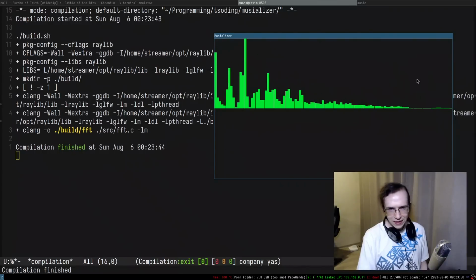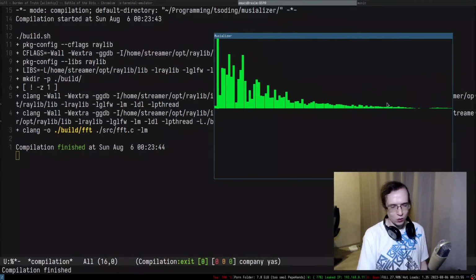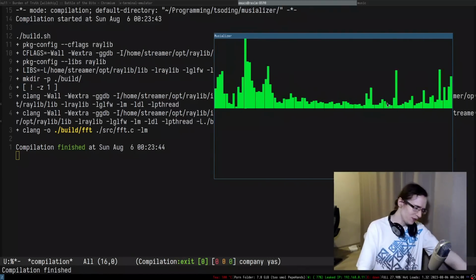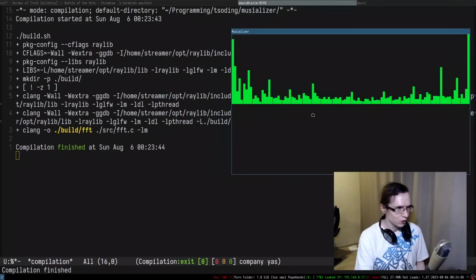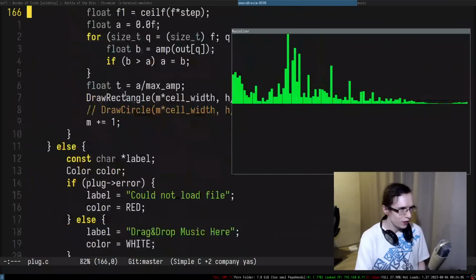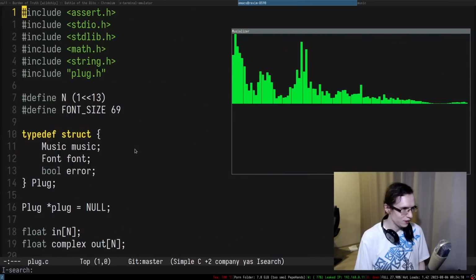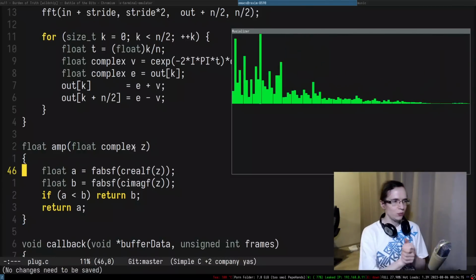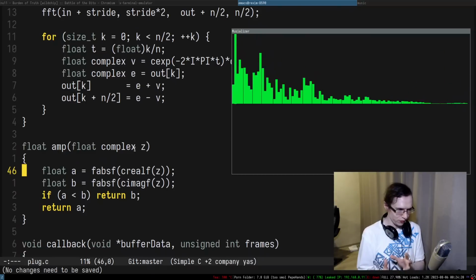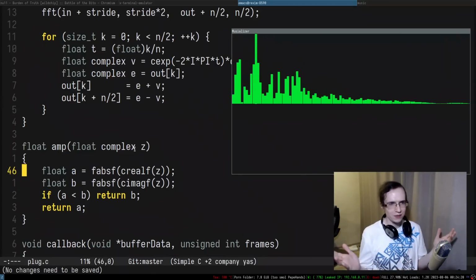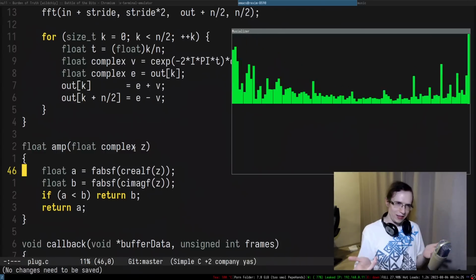So there is a kind of a weird flickering in here, right? There is a flickering of some high frequencies, and I do not particularly understand where it is coming from. But maybe it is coming from how we compute the amplitude. So let's take a look. Essentially the way we compute the amplitude is we take the real and imaginary part of the frequency and we take a maximum out of their absolute values, which is not a particularly great way to do that.